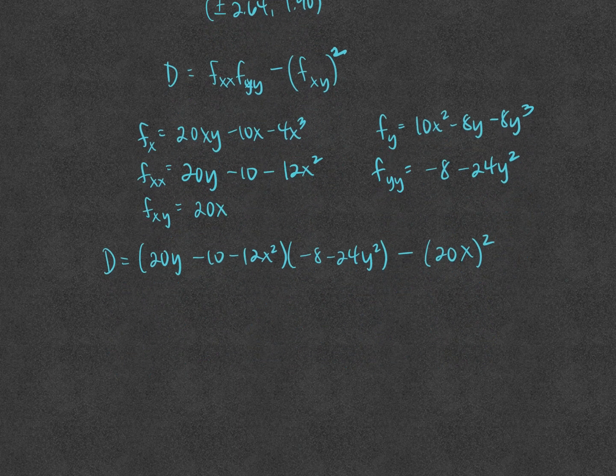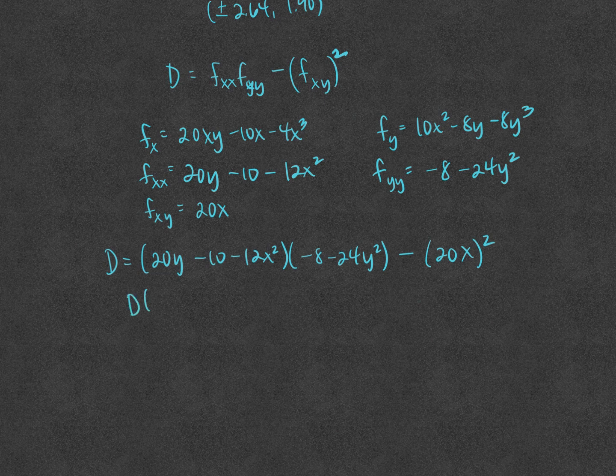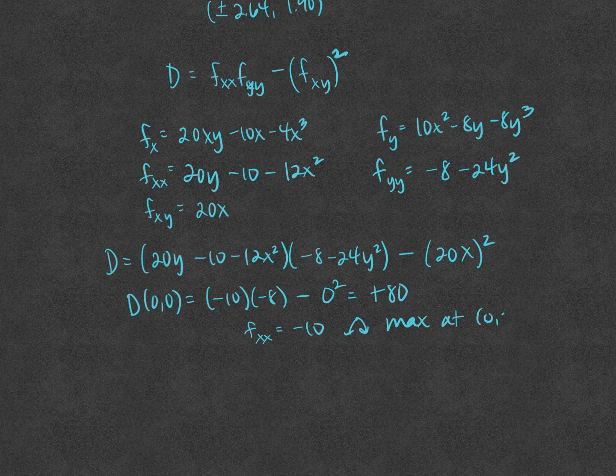When we plug in 0, 0, let's start with that critical point. It's the easy one. We get negative 10 in the first parentheses and negative 8 in the second parentheses, minus 0 squared gives us positive 80. Well, we have positive 80 for D, and our f_xx is equal to negative 10. It's opening down, so here we have a maximum at 0, 0.